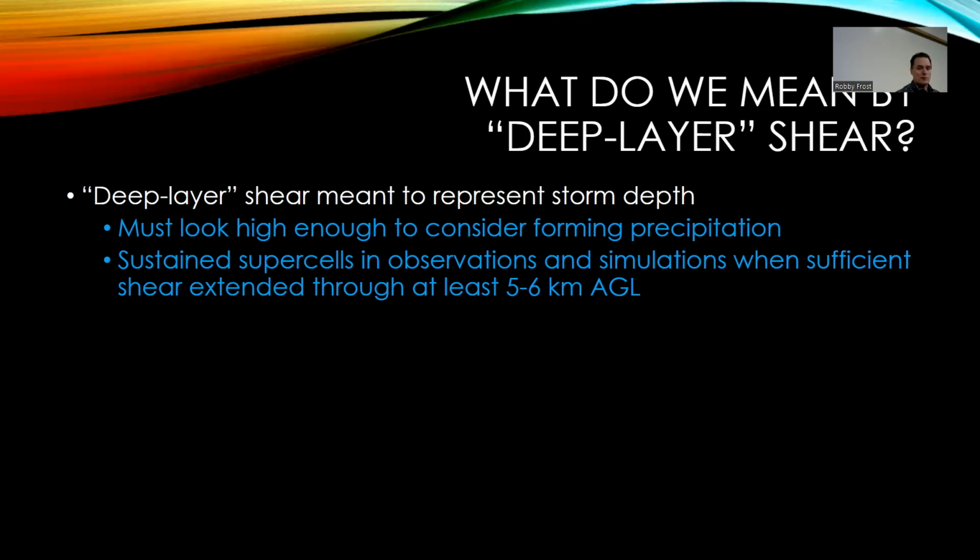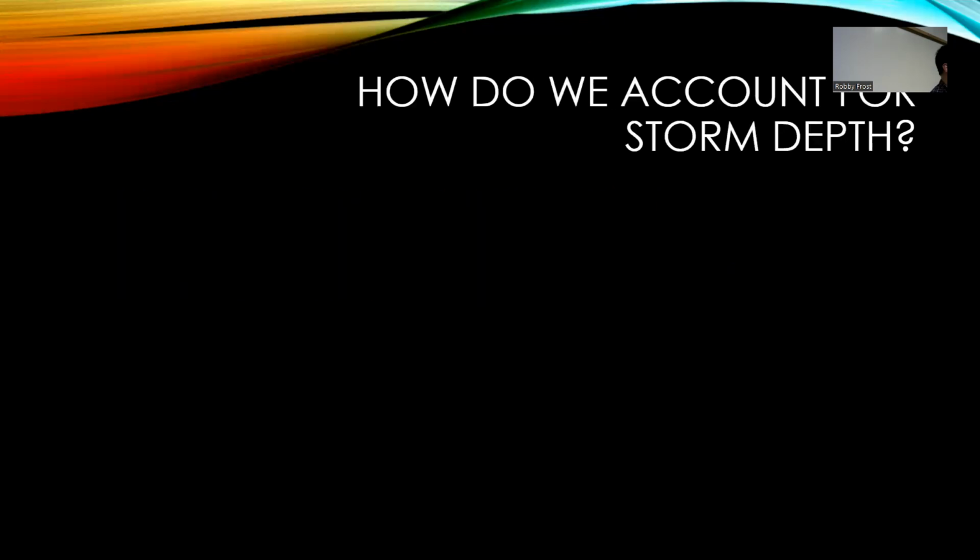Or in terms of resolution, you know, like grid spacing and those kinds of things, time steps? No. If there wasn't a sufficient vertical shear through at least about 6 kilometers, these early models didn't even produce anything that resembled a supercell. So that's where the 0 to 6 shear first came from. It was not observational, but from the early simulations. So the question is, how do we account for the storm depth?